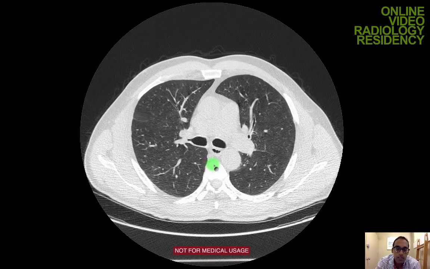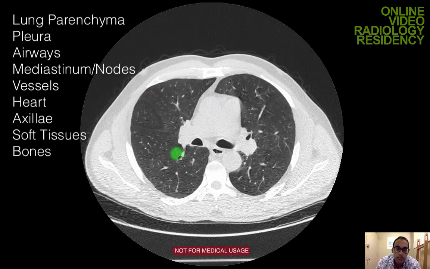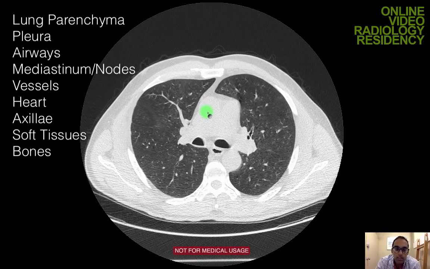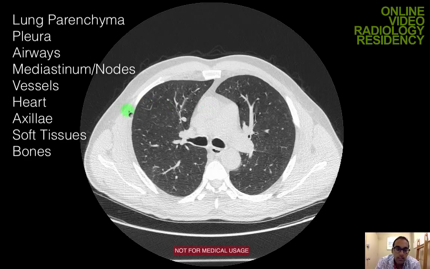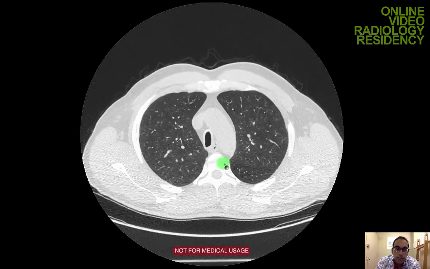So with the chest, I basically split it up into lung parenchyma, pleura, and I look at the airways. I also split up the mediastinum into mediastinal fat and nodes. I look at the vessels, and I look at the heart. Then I look at the axilla for nodal tissue. I look at the soft tissues, including the muscles. And then lastly, I look at the bones. So let me start with how I look at the lung parenchyma.